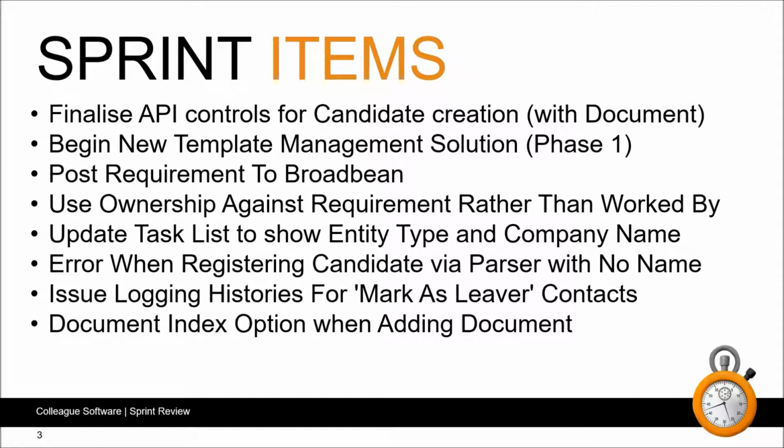Onto some bug fixing, and we've addressed an error when registering a candidate via the CV parser. This is what happens when no name has been populated and the known as field is copied across from the forename. There was a bug relating to that which we've resolved.